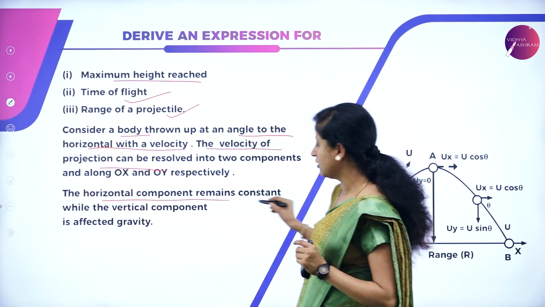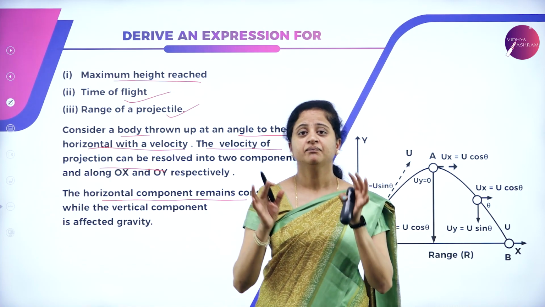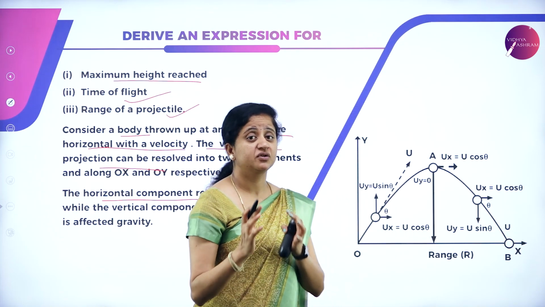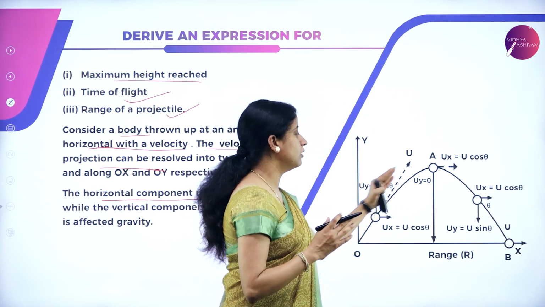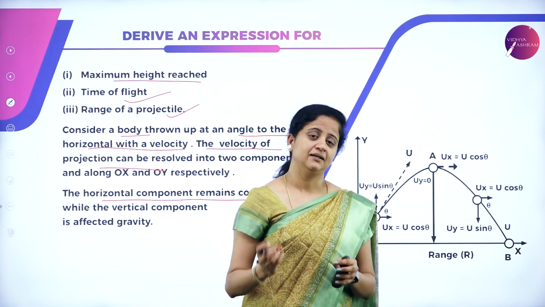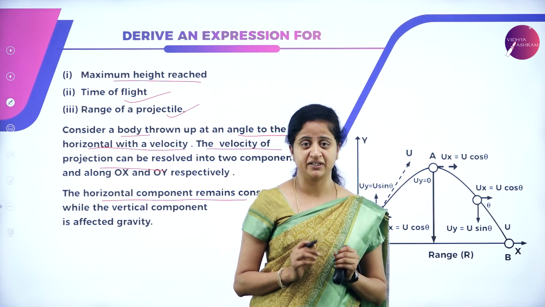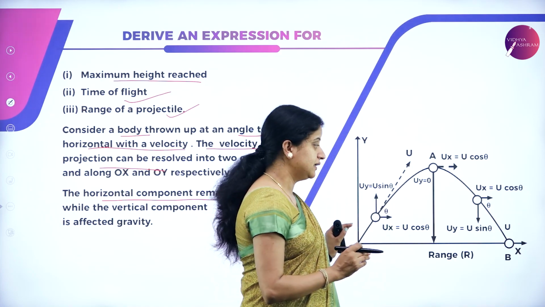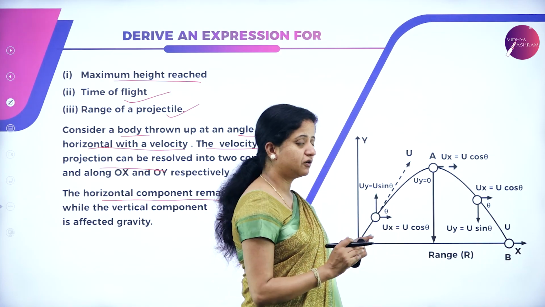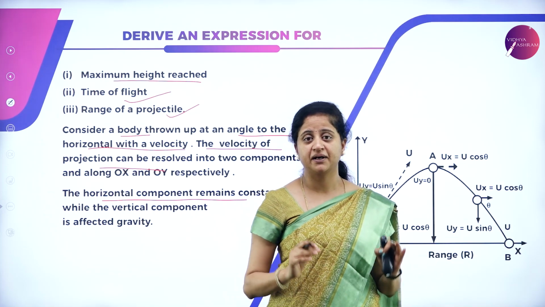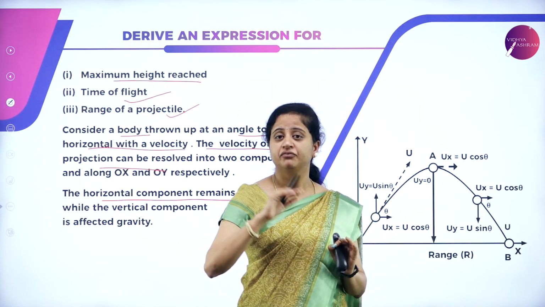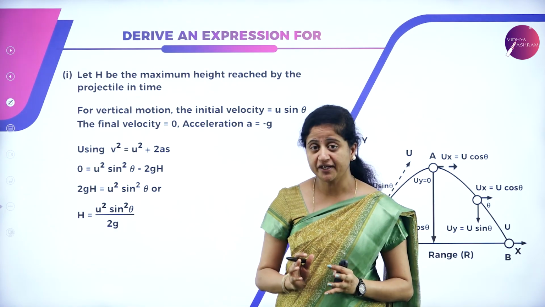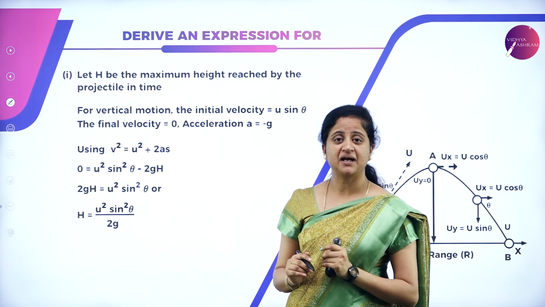Now, in projectile motion, the horizontal component remains constant. But what happens to the vertical component? The vertical component gets affected by the acceleration due to gravity. This is a very important thing to understand: in projectile motion, the horizontal component is not affected by any parameter, but the vertical component is affected by gravity. Let us now find the expression for maximum height.